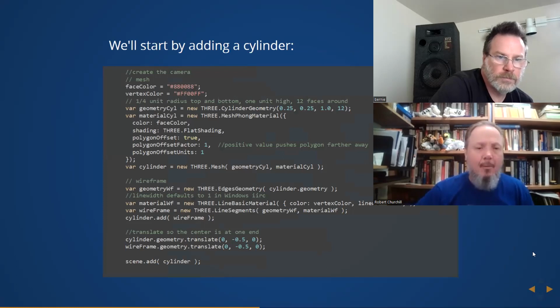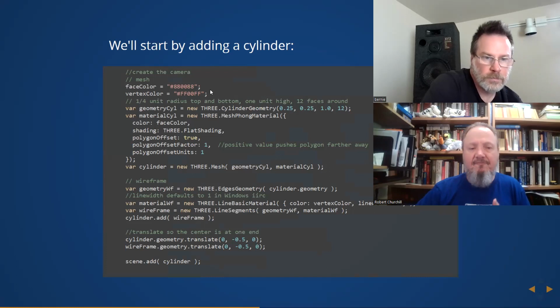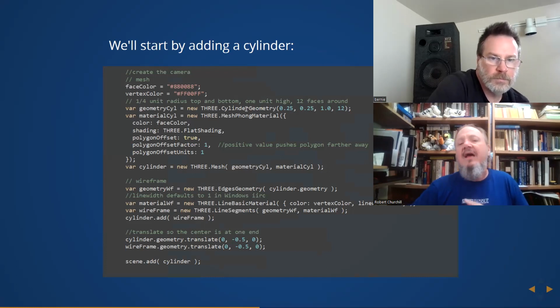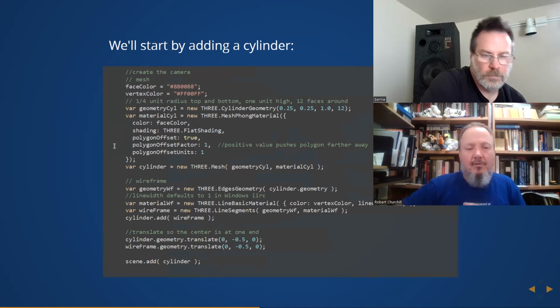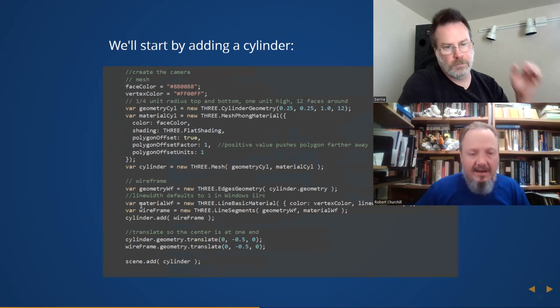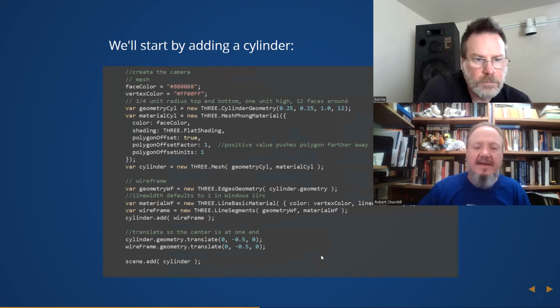So here is how we create the camera. We define face and vertex colors. We define a cylinder, and that's part of the framework. We're talking about certain parameters: diameter, the number of faces, and so on. There's a way to do the actual surfaces, and we stick that together and stick it in the scene.